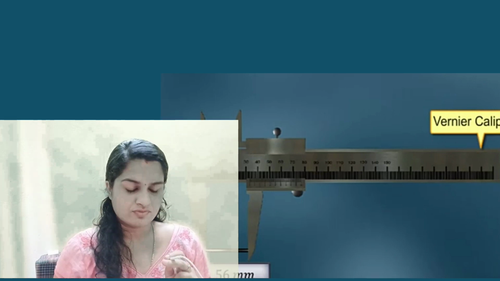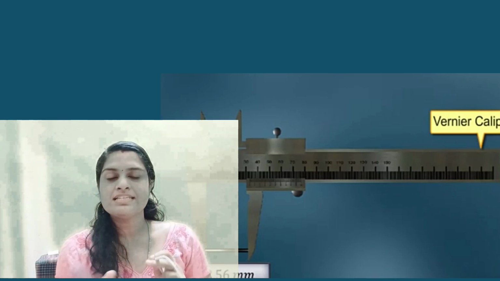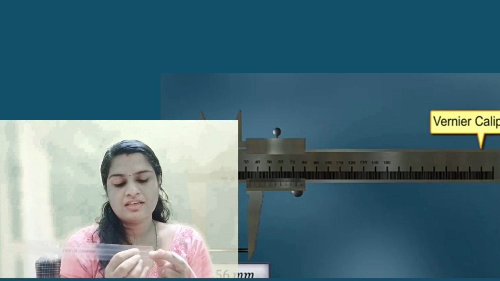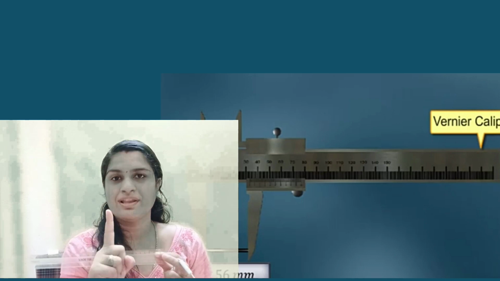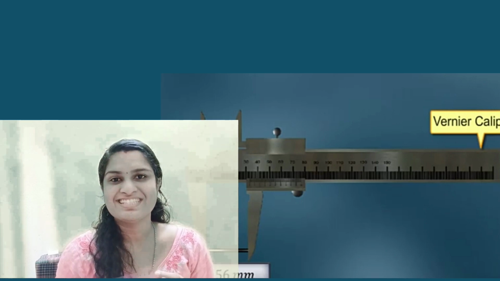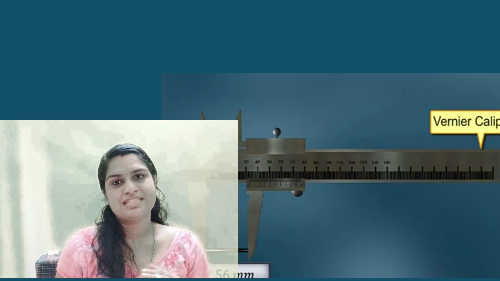Least count, for those of you who don't know what is least count, least count means the least value that you can measure using an instrument. For example, for this scale, what is the least you can measure with it? 0.1 centimeter, which is equal to 1 millimeter, right? Means you can find up to one decimal place, 1.1, 1.2, 1.3, like that. But vernier calipers, they have a least count of 0.01 centimeter. Means you can measure it as small as 0.01 centimeter. So I can find up to two decimal places.